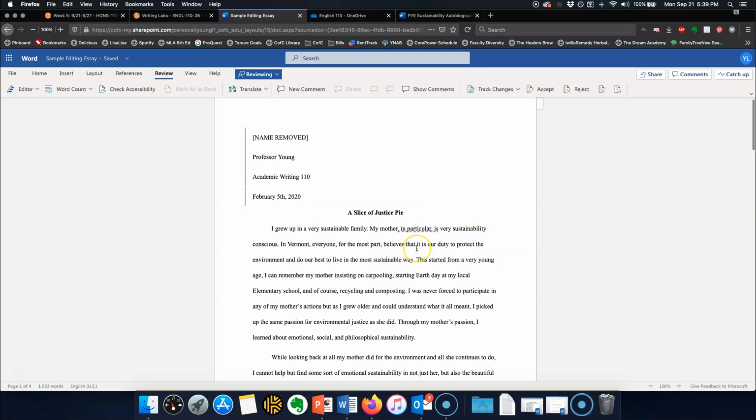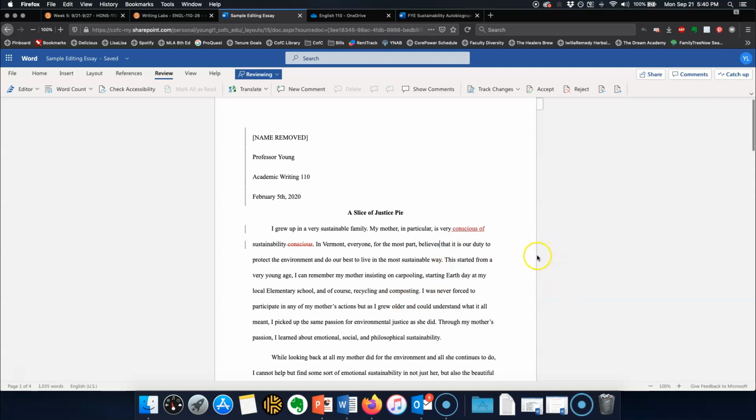One of the things that I'm noticing is that this sentence says, my mother in particular is very sustainability conscious. That kind of reads a little awkward to me, so I'm going to change it to say that my mother in particular is very conscious of sustainability, and then I'm going to delete that. So what this does is it shows all of the edits that I'm making. It shows in red that I typed in conscious of, and that I deleted this word conscious right here.